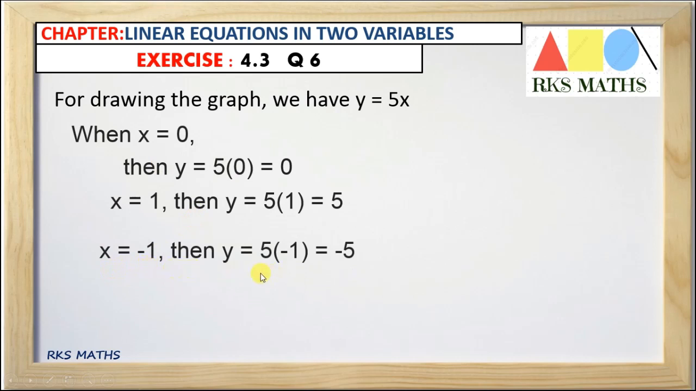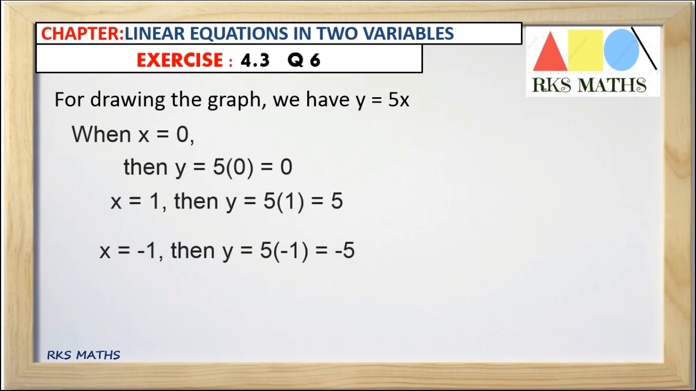Then you can see y is equal to 5 into -1, that is equal to -5. So when we take x is equal to -1, we have put x is equal to -1 here, so it will become y is equal to 5 into -1, which is equal to -5. So student, we have taken three values.